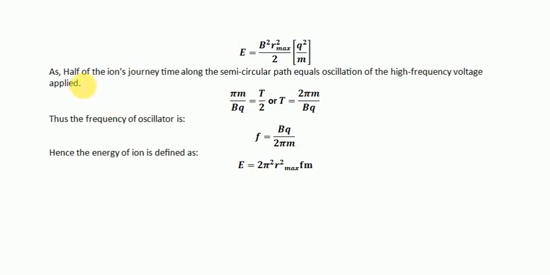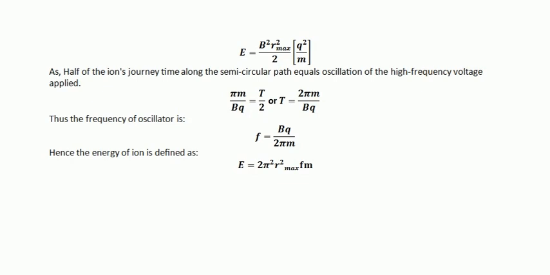Half of the ion's journey time along the semicircular path equals half the oscillation period of the high frequency voltage, so we have pi m by Bq equals T by 2, or T equals 2 pi m by Bq.